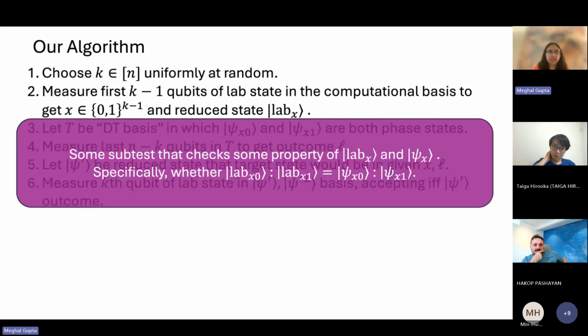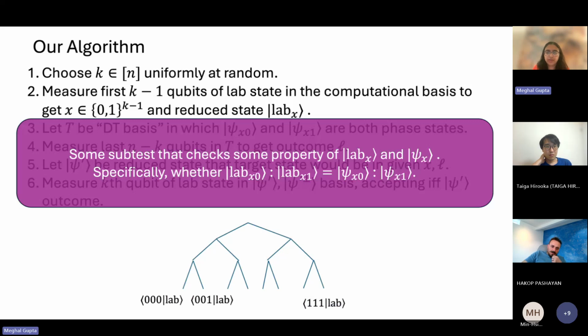The stuff we do is some subtest that checks whether some specific property of lab x matches psi x. We have the state lab x in real life, and the state psi x in theory, and we want to check whether some property of both of those is the same. The specific thing we're checking is whether lab x0 and lab x1 relate to each other in the same way that psi x0 and psi x1 do. I'm not going to elaborate on that quite yet, but the point is that we're running some subtest that checks some property of lab x and psi x and sees whether they are the same.